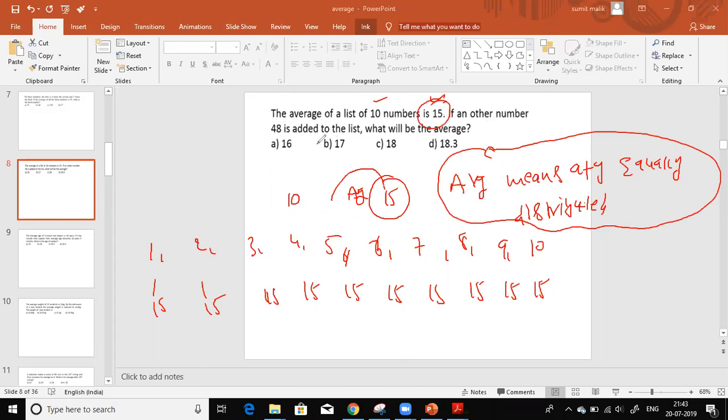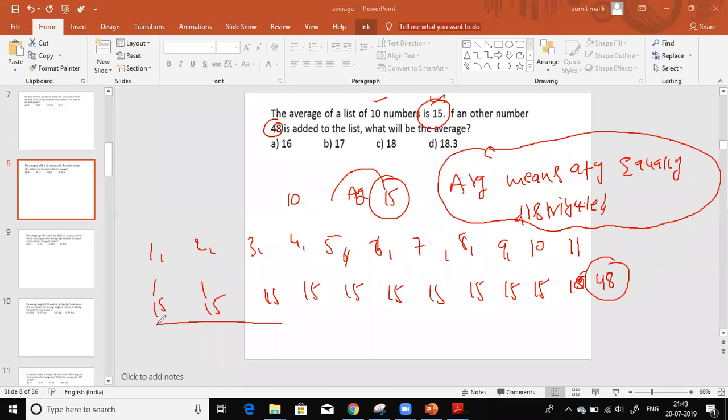If another number, 48, is added to the list, suppose I am adding one number, that is the 11th number. You tell me one thing. If this number is also 15, does it affect the average? No. The average will remain 15. But how much am I adding? I am adding 48. This is not 15.